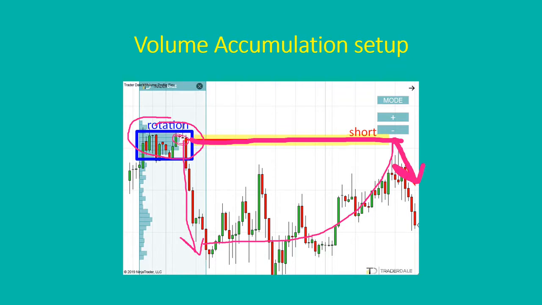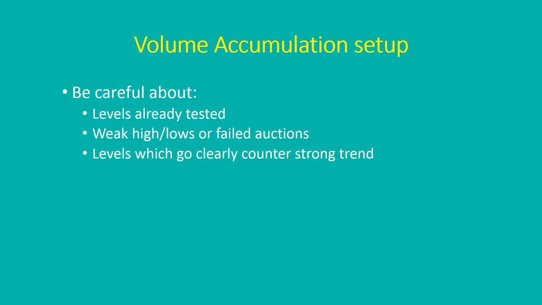Alright? Now there are three things you need to be careful about. First, levels which are already tested. So if there is a rotation like this, and from the rotation a trend starts, but the price returns to the rotation and trend continues, then the rotation, the volumes in the rotation or the level is already tested. It got tested in here with this movement.